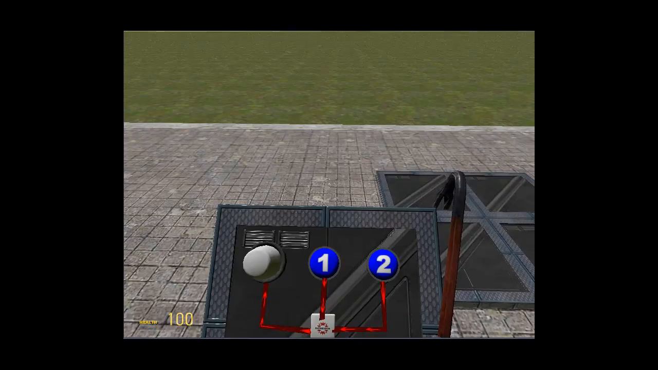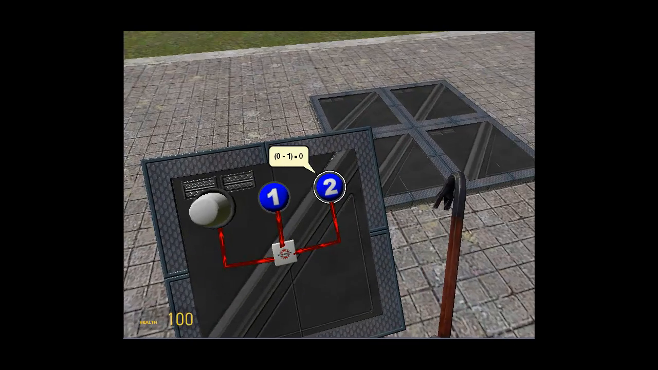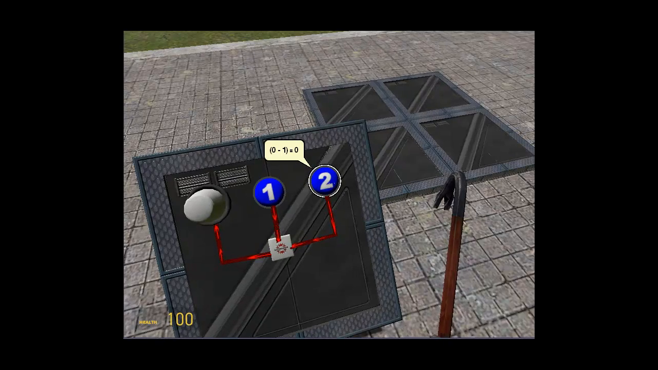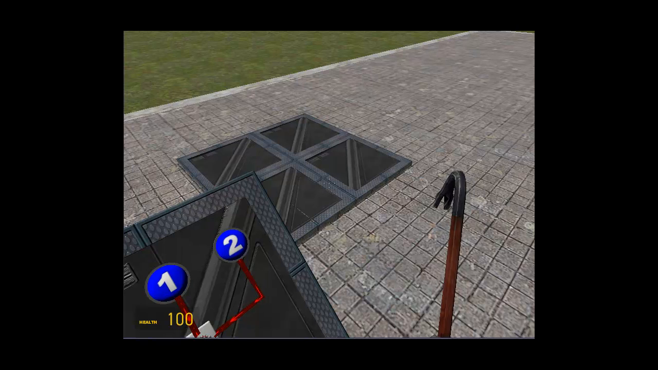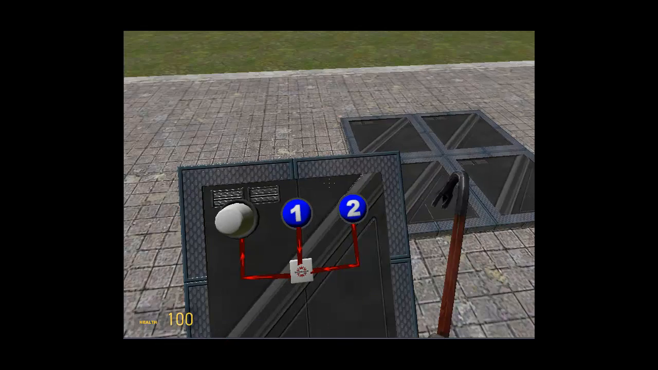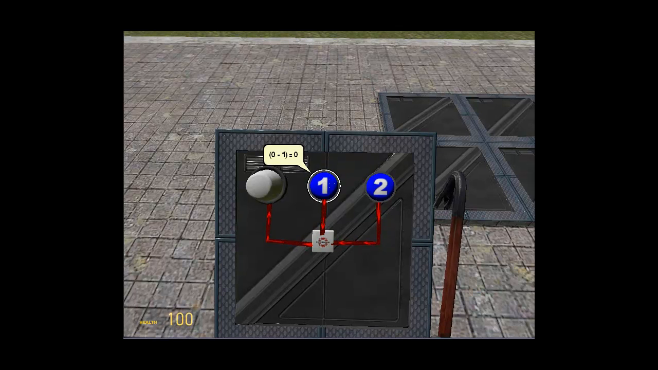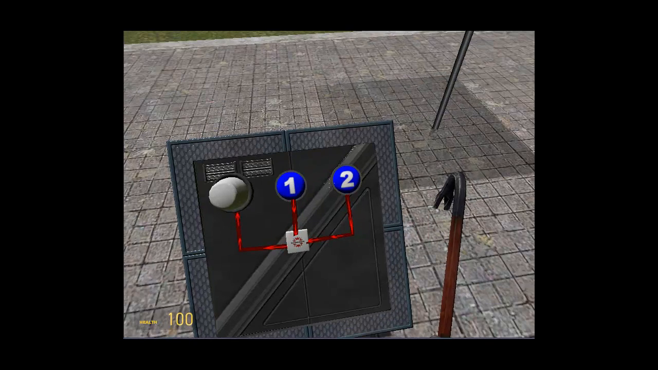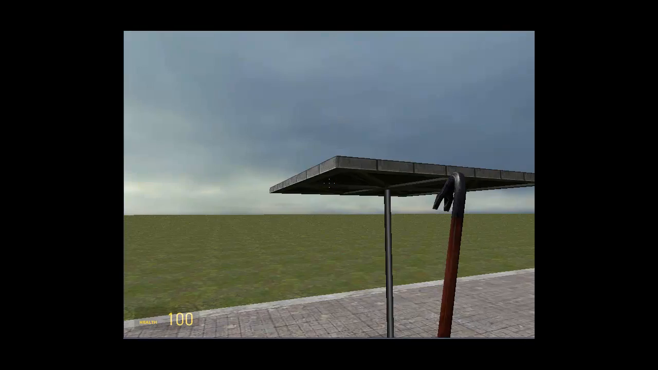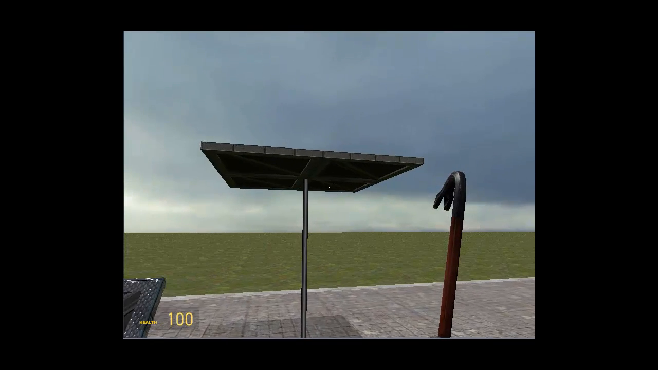Alright, so button 1 plus button 2. Right now they're both equal 0, so obviously the lift is gonna be 0. Now if button 1 is pressed, it equals 1. 0 plus 1 equals 1. So it moves to 100 length.